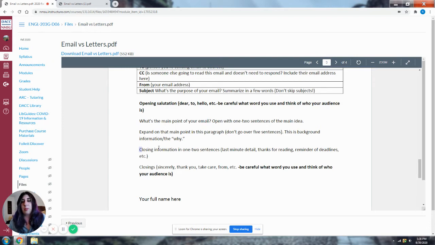And then you don't want to end there because it just kind of ends abruptly, so you still want to keep that authority going. So, closing information in 1 to 2 sentences as well. Maybe a last minute detail if it's an event, when and where, or something like that. Thanks for reading, reminders of deadlines, anything that the audience needs to remember at the very end. So again, if I'm thinking of final grades, I'd say something like, thank you so much for the semester. Some kind of closing remark.